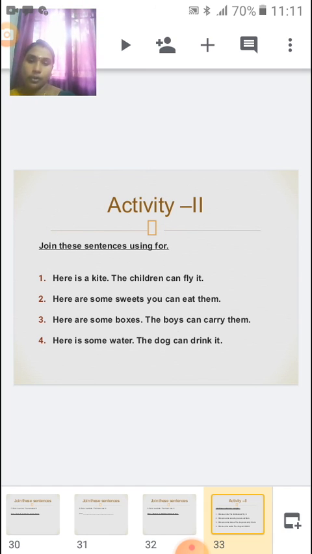So I hope all of you have done this. All of you are going to do this properly. So write it in a notebook where you are writing all your English. Okay. So underline where you are using for and neatly present it.